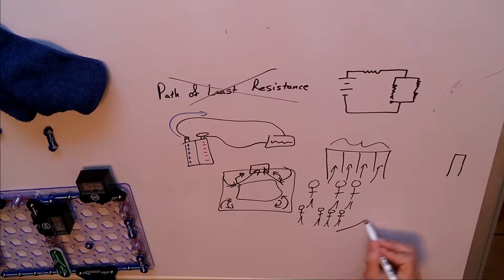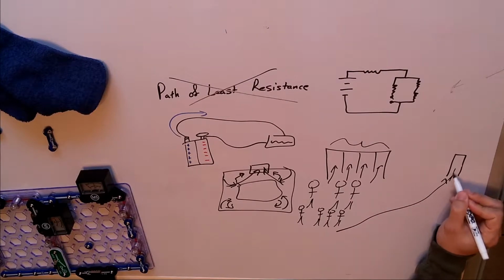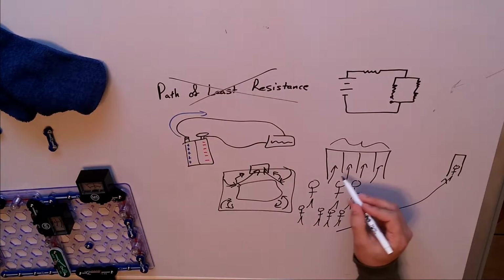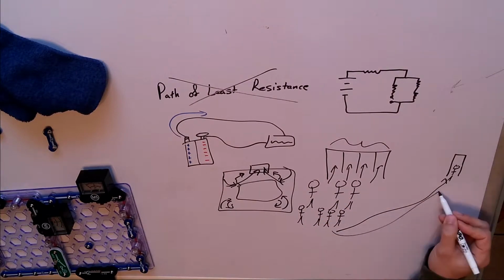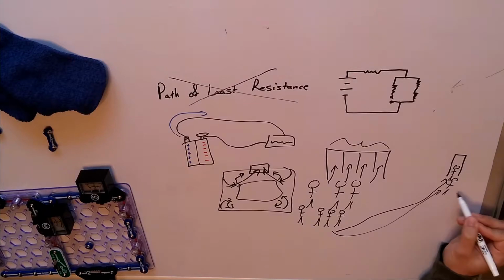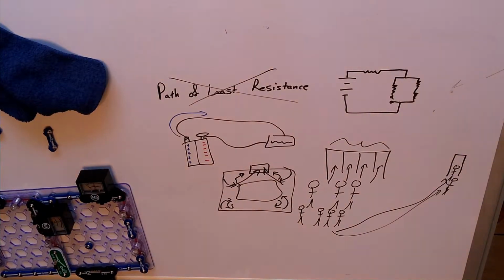Someone back here is going to go, well, nuts to this, I'm going to go through that door. And someone else is going to go, oh, this line is 6 people long. That one's only got 2 people. I'm going to come over here. And you're going to end up with what we end up with in the gym.